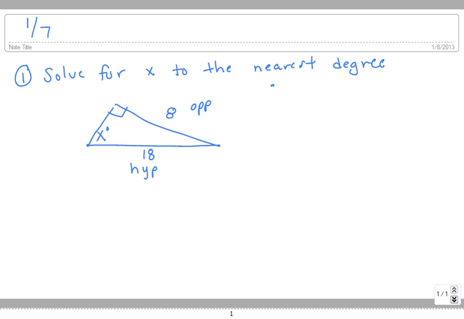And we know that from SOHCAHTOA, if I have opposite and hypotenuse, I'm going to use sine. So the sine of x degrees is my opposite, which is 8, over my hypotenuse, which is 18. But I don't want the sine of x, I want x. So I'm going to use the inverse sine. Remember, if I'm finding an angle, I use the inverse.